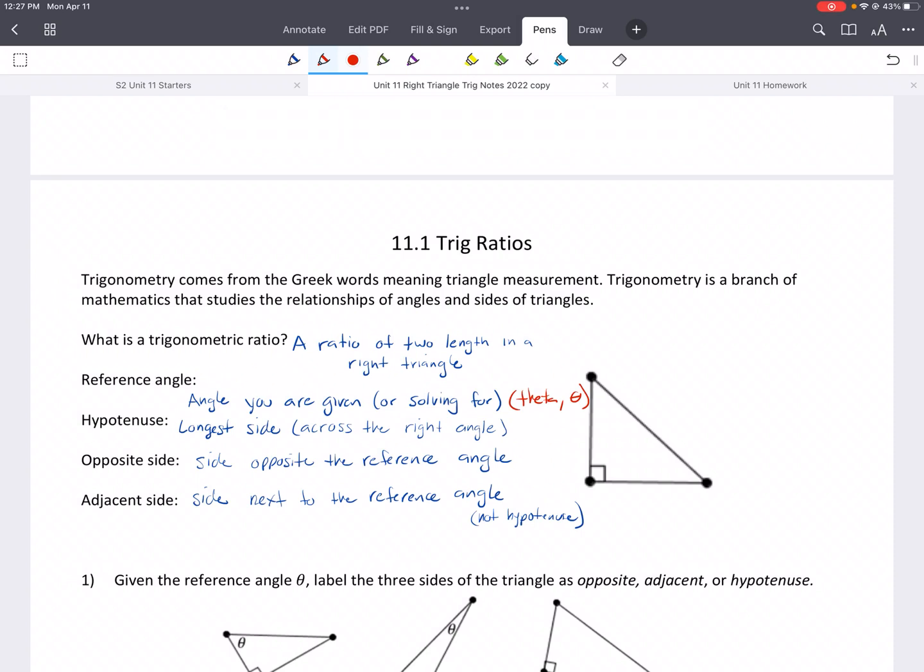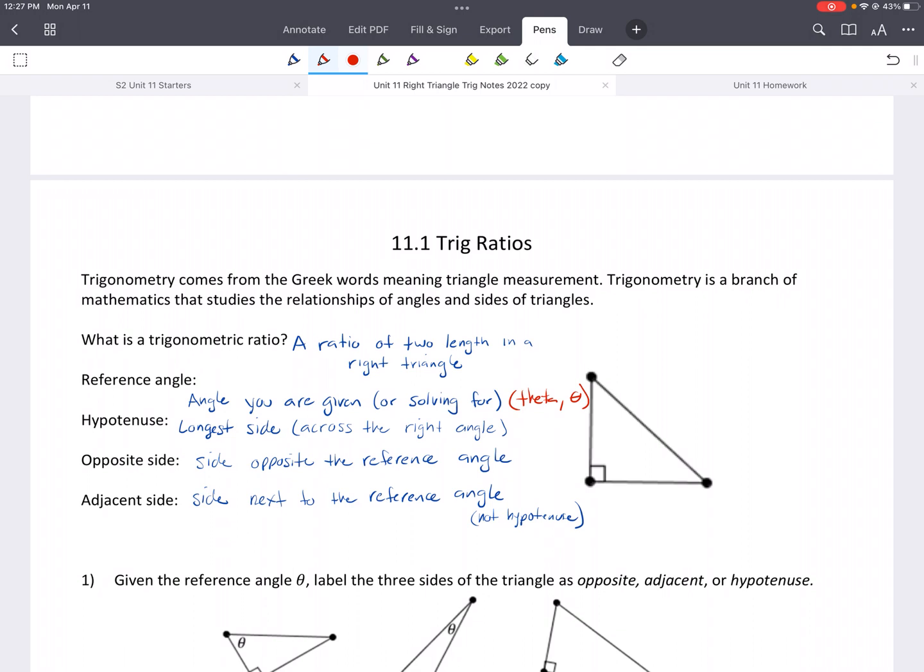Hey everybody, this is 11.1 Trig Ratios. So this whole unit is about trigonometry. Trigonometry comes from the Greek word meaning triangle measurement. Tri is in three, trigon is like three-sided, and then metry is measure. So we're just measuring triangles.